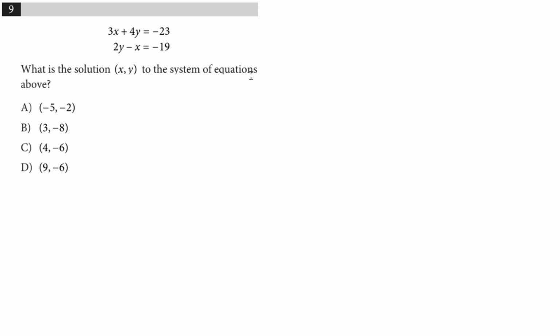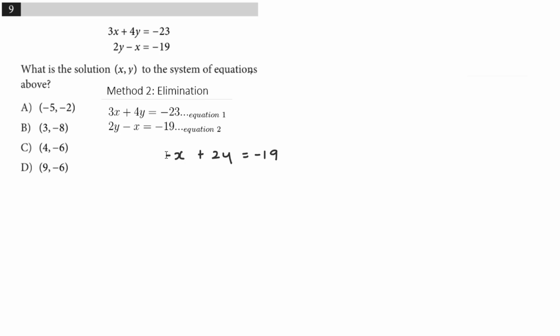Another approach would be to use the elimination method to solve this question. With the elimination method, we will need to get the coefficients of either x or y to be the same in equations 1 and 2. But our first step will be to rewrite equation 2 so that, like equation 1, the term in x is followed by the term in y. Once we have rewritten equation 2, we see that multiplying the entire equation by 2 will give the y term a coefficient of 4, just like equation 1.